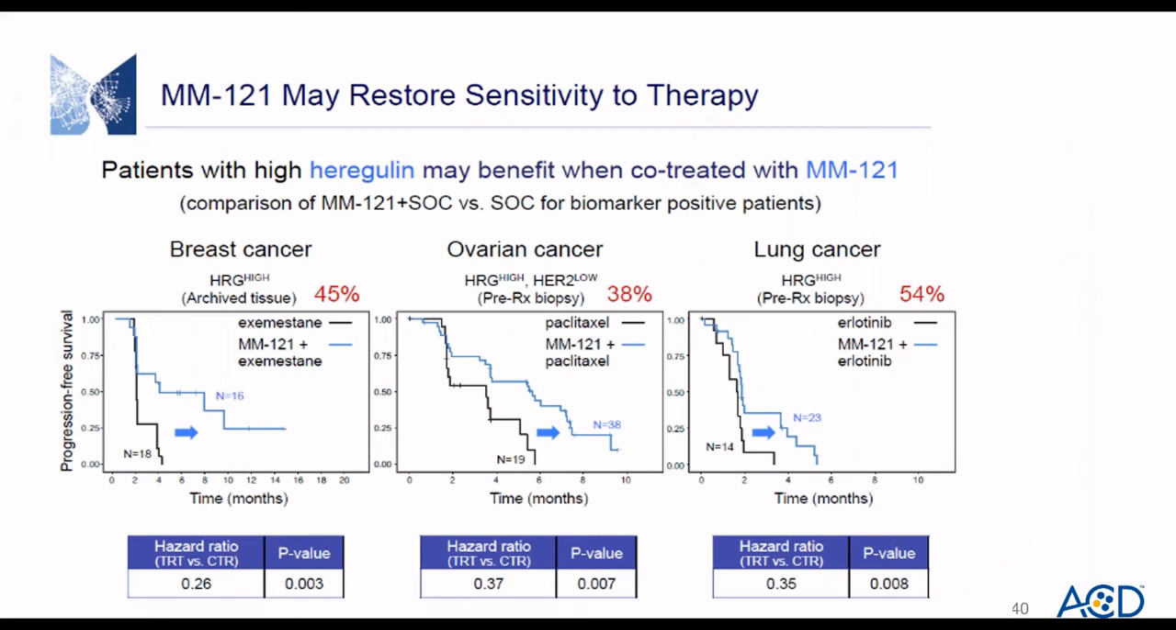This is the data from their phase 1 study, and this is showing progression-free survival in patients treated with MM121. It shows that breast cancer, ovarian cancer, and lung cancer patients with high heregulin responded much better when they were treated with MM121 in combination with standard of care therapy as compared to standard of care therapy alone. For example, here, these blue lines are the combination therapy with the patients having high heregulin level, and the black lines are the ones with the single chemotherapy, and it clearly shows better progression-free survival in these patients.